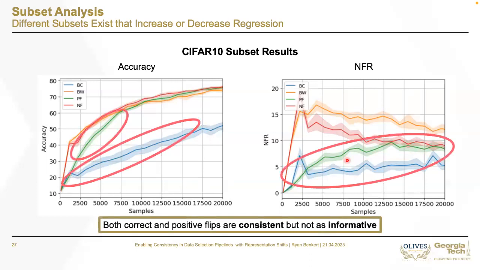But what's interesting here are these two very fundamentally different behaviors, and I want to point these out. So let's start with both correct and positive flips, right? That means that the network was correct in both of these, and we have positive flips, meaning the previous one was incorrect and now it's correct. You see that they're not very informative. So in terms of accuracy, they're lower than these other two, but they're actually very consistent, which you can see over here, right?